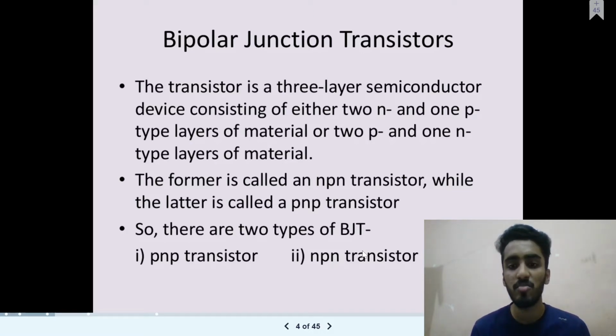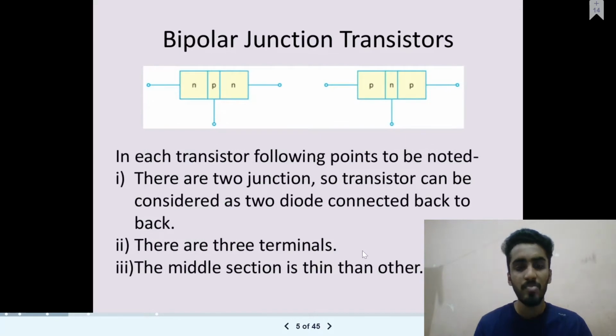So there are two types of BJT, bipolar junction transistors. One is the PNP transistor and one is the NPN transistor. We'll study NPN transistor more as it's applied more. In each transistor, the following points need to be noted. There are two junctions, so a transistor can be considered as two diodes connected back to back. There are three terminals and the middle section is thinner than the others. We will discuss these terminals further.